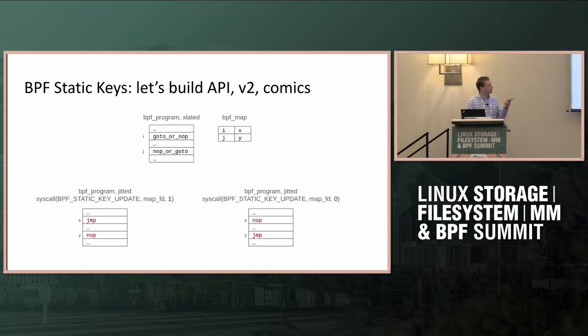So if we have this program, which is loaded already, and we have this static key, which is initialized, then we can execute the syscall with the map file descriptor as a parameter and the parameter on or off, or more flags if needed. And then goto or nop will be translated to jump, and nop or goto will be translated to nop. And when we disable, it's translated back to nop or jump.